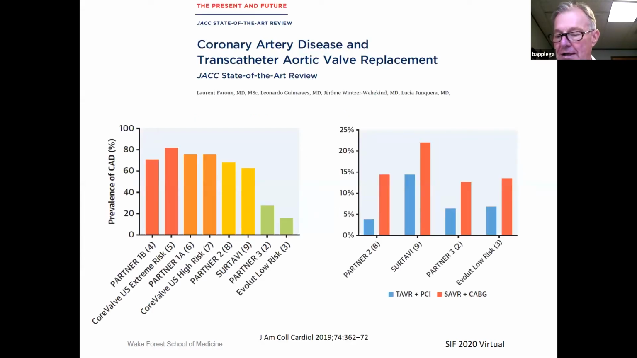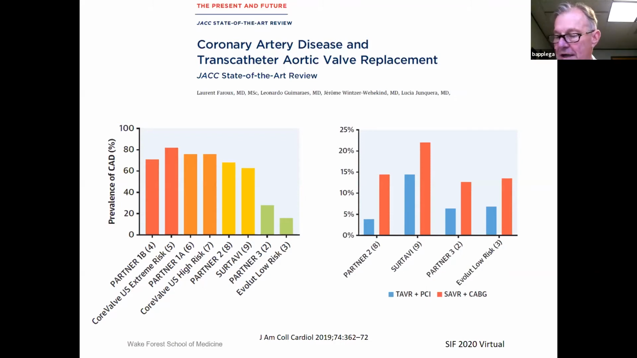Shown on this slide is the prevalence of coronary artery disease in multiple clinical trials evaluating TAVR. The incidence was as high as 80% in the initial extreme risk studies and as low as 20% in the more recent low-risk trials.